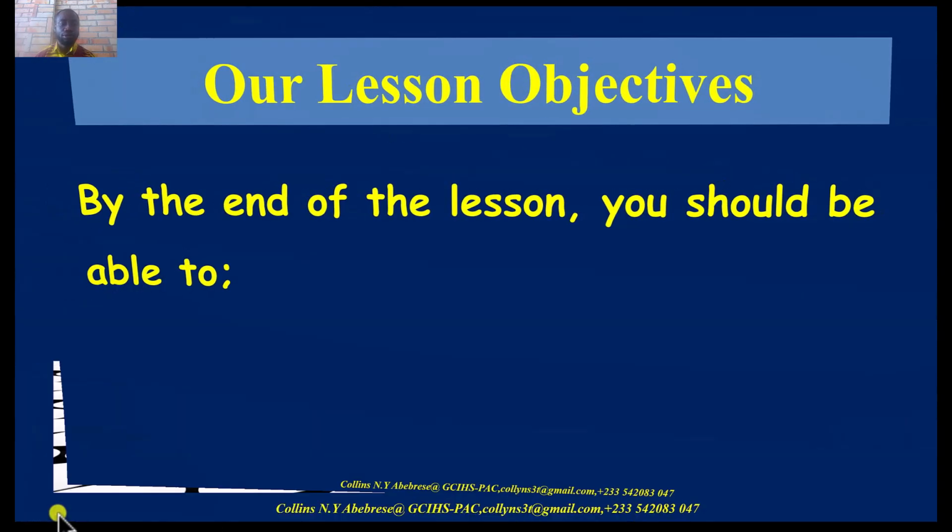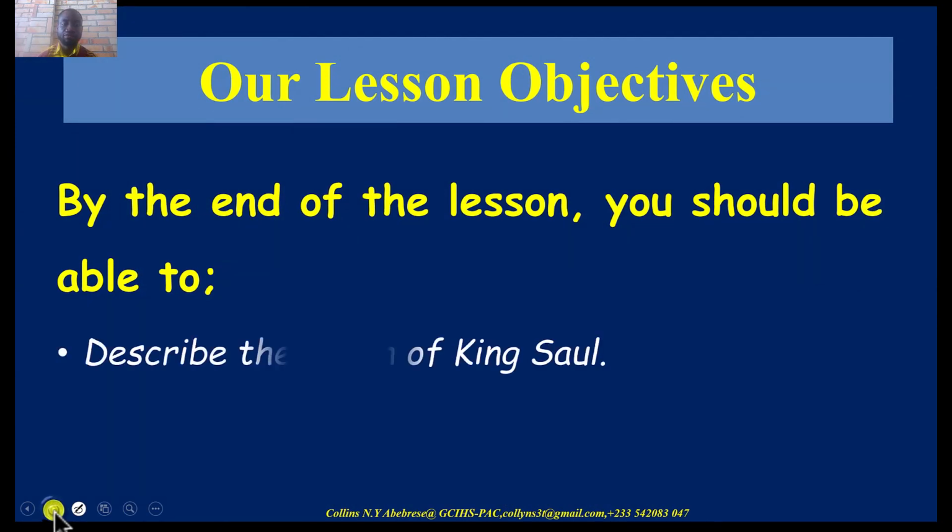So our lesson objectives for today is very simple. That by the end of this lesson, you should be able to describe the death of King Saul, and this you can be asked in your WASSCE exams to describe the death of Saul, how King Saul died, and basically that is what we are about to look at.